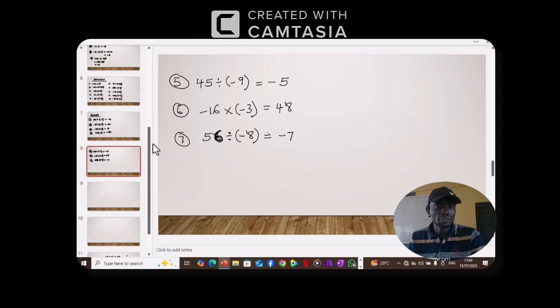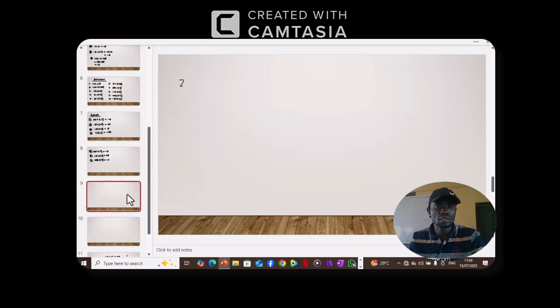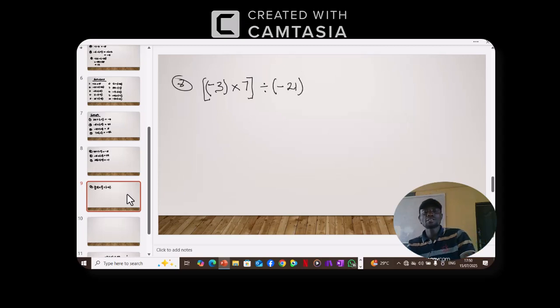Then I have one example here I want to give. Let's go to that number as number 8. Now let's have minus 3, inside the brackets, times 7. So we use a big bracket now, divided by minus 21.